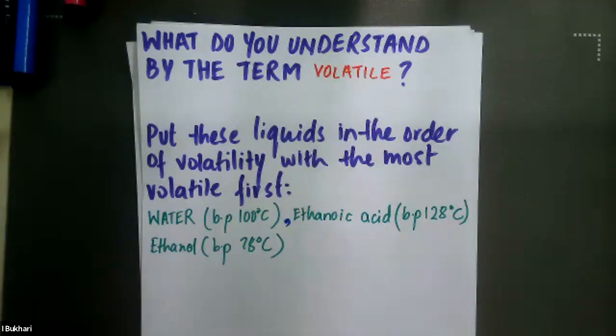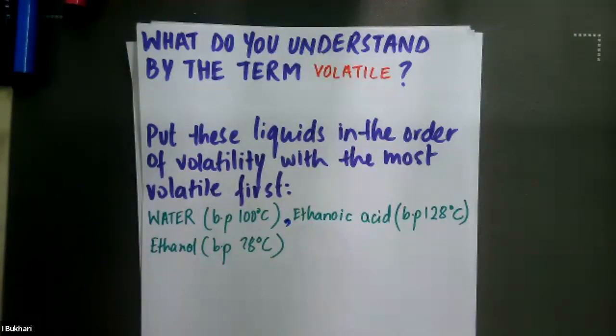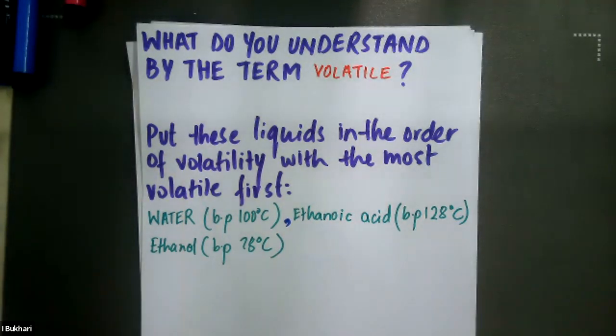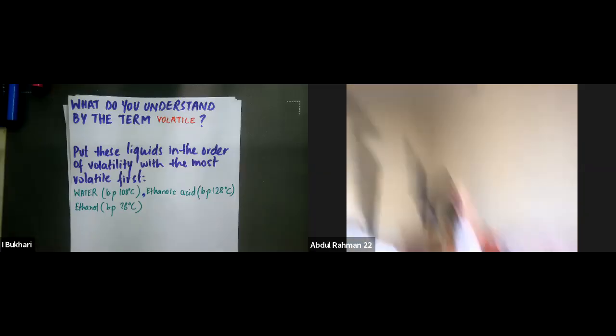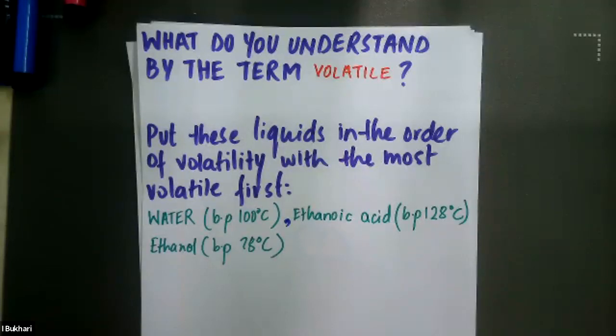Yes, Vanya, are you having a problem with your mic? Okay, wait. Okay, Noor 29, you want to answer what volatile means? Sundus, what was the question again? What do you understand by the term volatile? Okay, Noor. Muhammad Noor Khan, right? Okay, you have a lot of background noise.